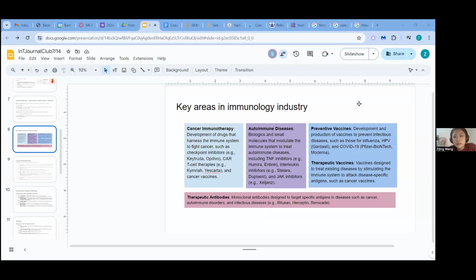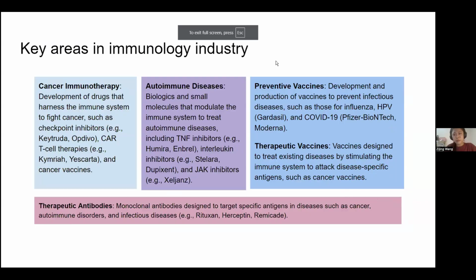所以我的部分是 immunology related industries. So first I'm going to introduce what are some key areas in the immunology industry. Some major areas include cancer immunotherapy, autoimmune disease treatments, and vaccines that are either preventive or therapeutic. And the development of antibodies will be really useful in the industry as well.